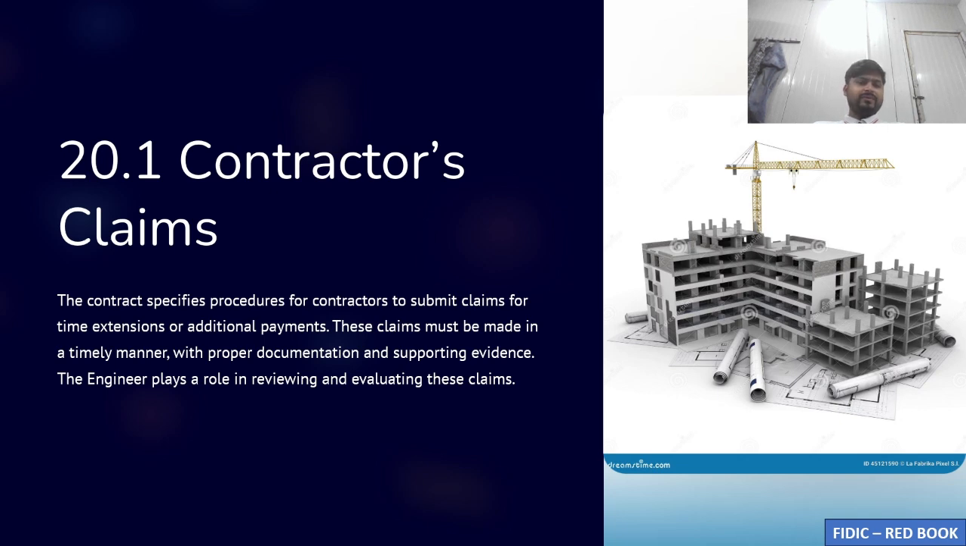So basically in today's video we are going to talk about Redbook contract clause number 20.1, contractor's claim. So let's understand what a claim is. A claim is a type of demand made from the contractor side to the employer, or it can be made from the employer side to the contractor. Generally in construction projects it is made from the contractor side to the employer. Generally the contractor asks for extension of time, additional payment, or additional quantities that he has executed during the course of the execution of the project.